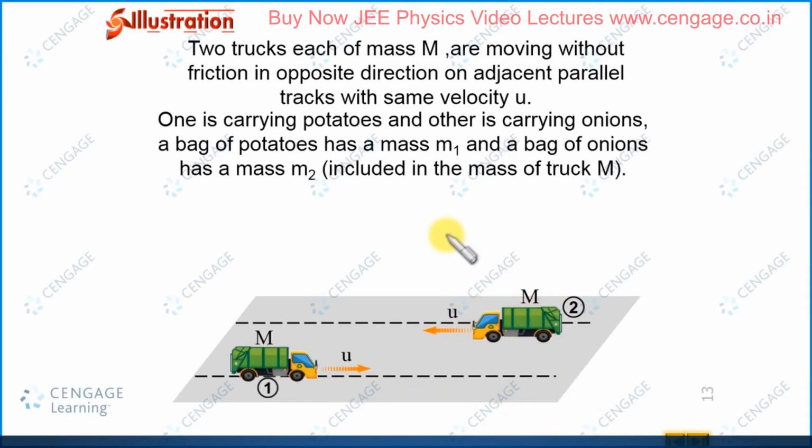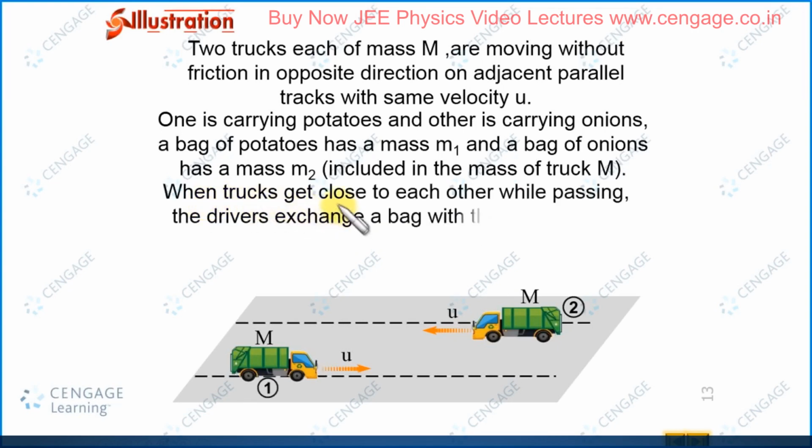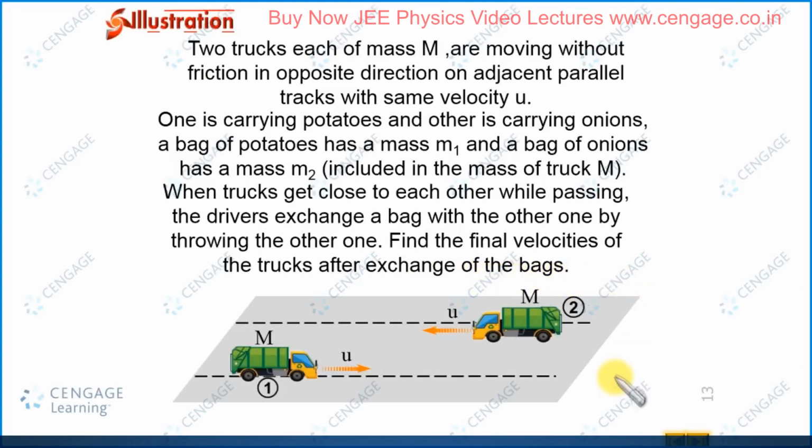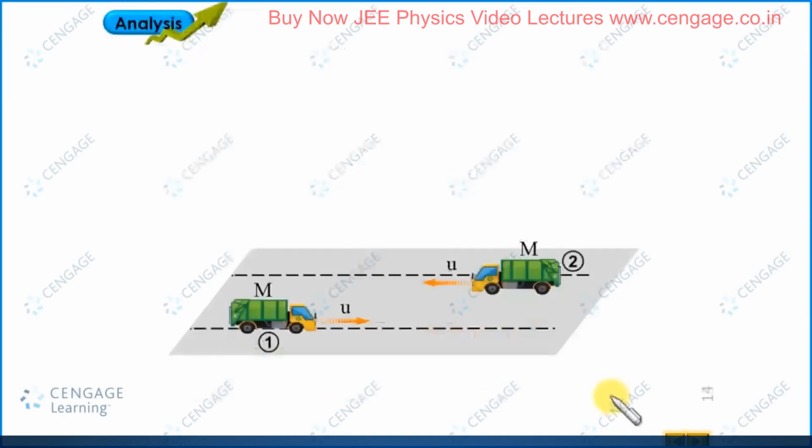That means capital M is the mass of the track plus the bag of the onion or potato, and a similar statement holds for this one also. In the next part of the question, it is given that when the tracks get close to each other while passing, the drivers exchange a bag with the other one by throwing it. Find the final velocities of the tracks after the exchange of the bags. We need to calculate the velocity of both tracks after exchanging the onion and potato bags. So let us make the diagram on the next page.